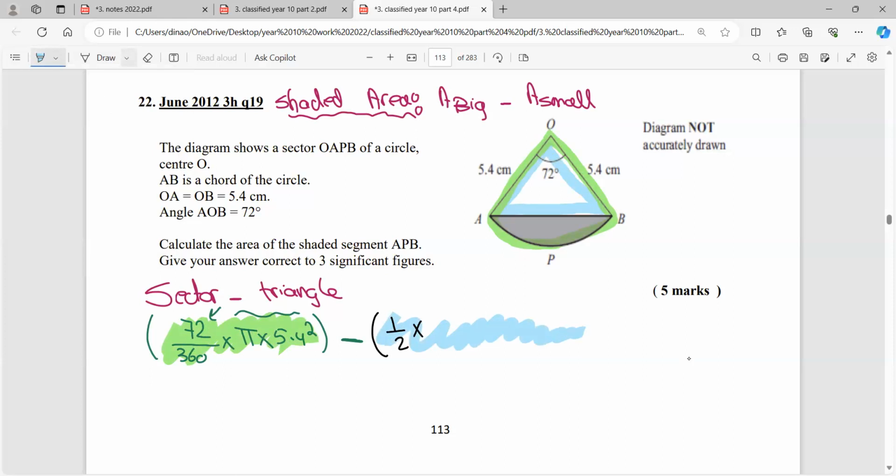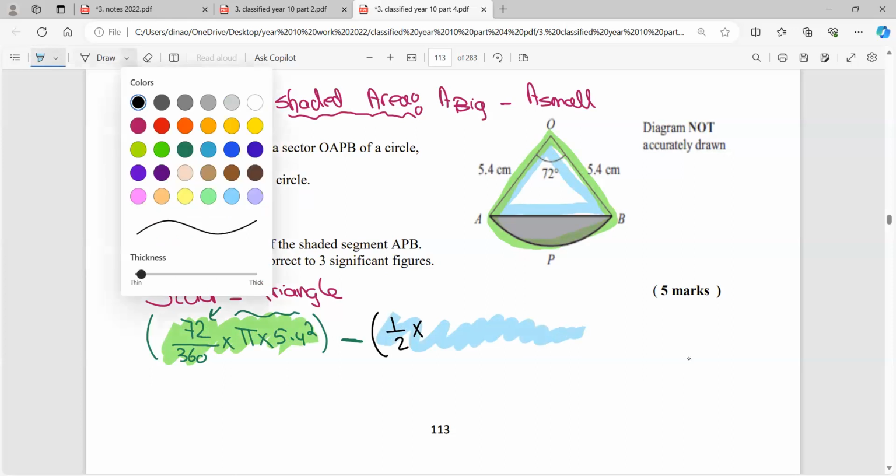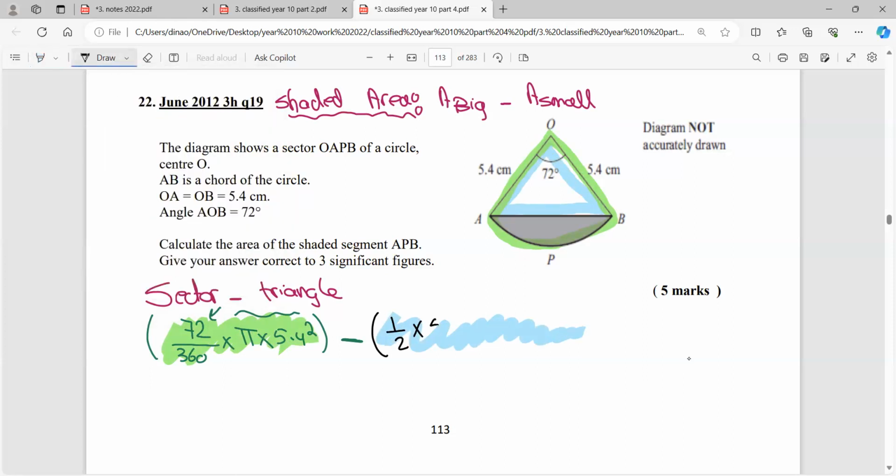And of course, the area of the triangle is half times the first side, which is 5.4, times the second side, which as well is 5.4. Of course, this is an isosceles triangle. I could find its area by constructing the height, but this is too long, so use this please. Don't forget it: half times side times side times sine of the angle in between. And this is the area of the triangle.